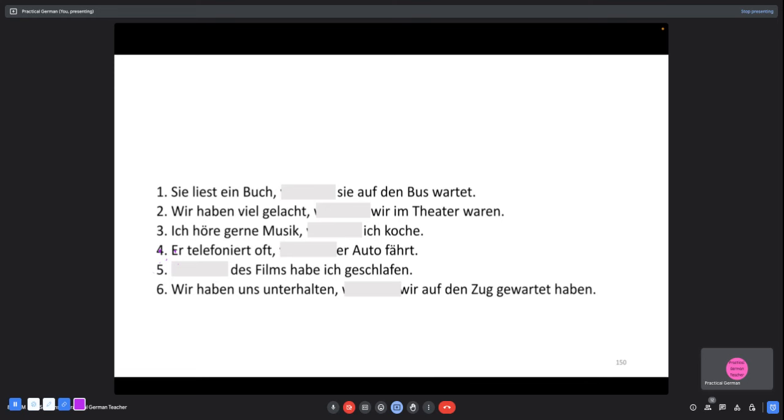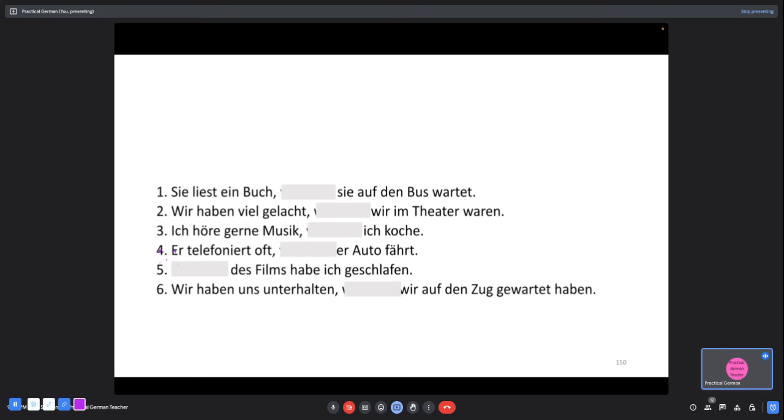Ist während des Films habe ich geschlafen. But is it a conjunction over here? No, it's what we did in the other class. It's a preposition, right? And so after this, after während, what is it? Like nominative, dative, genitive, accusative? Genitive. Genitive, right? It's obvious.